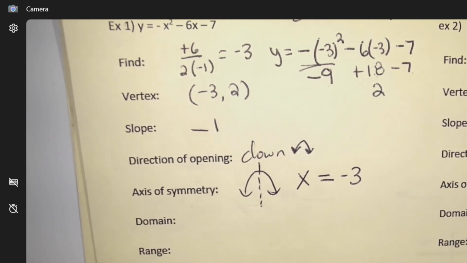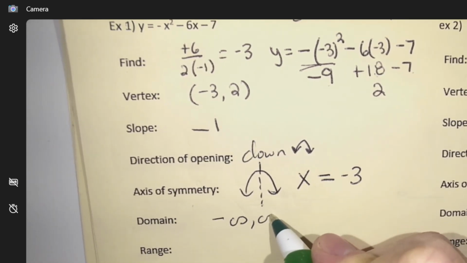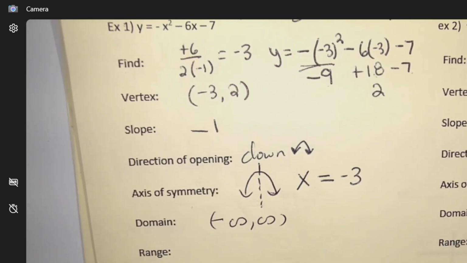Domain, what's that left to right? What's going on? Negative infinity to infinity.